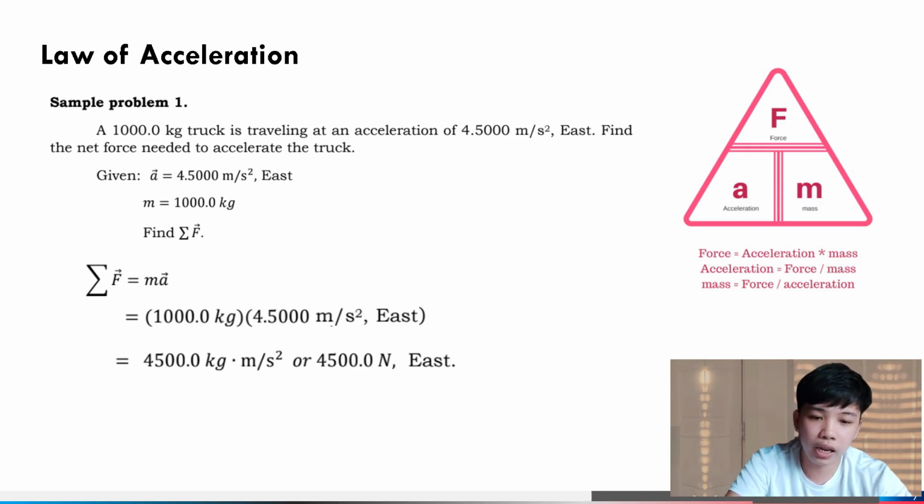So take note that the formula that you have to use is this one. Summation of force is equal to the mass times the acceleration of the object. So all you have to do is substitute the value of m, which is 1,000 kilograms, and the value of a, or the acceleration, is 4.5 meters per second square due east. Now you have to multiply those and you will get 4,500 kilogram meters per second square, or 4,500 newtons.